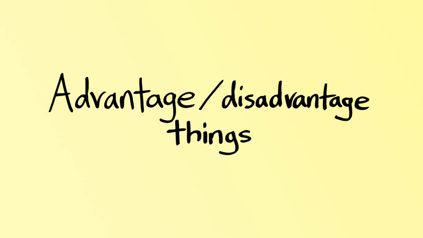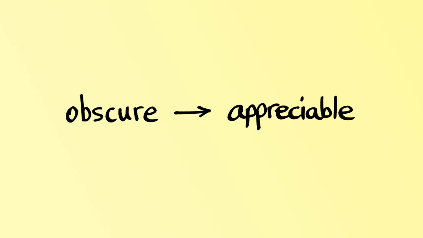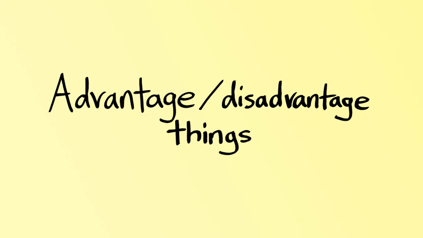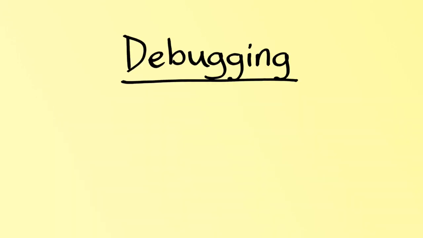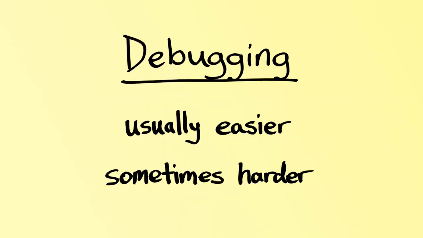I digress. The next thing in this list is another time-dependent thing. Historically, functional programming has been an obscure job but is becoming an appreciable portion of the job market for programming. Assuming we live in either the present or the future relative to when I'm saying this, this one's actually all advantage too. And the last thing in the list of advantage/disadvantage things is debugging. Usually it's easier, sometimes it's harder. The better modularity of functional programming makes it easier to find glitches.